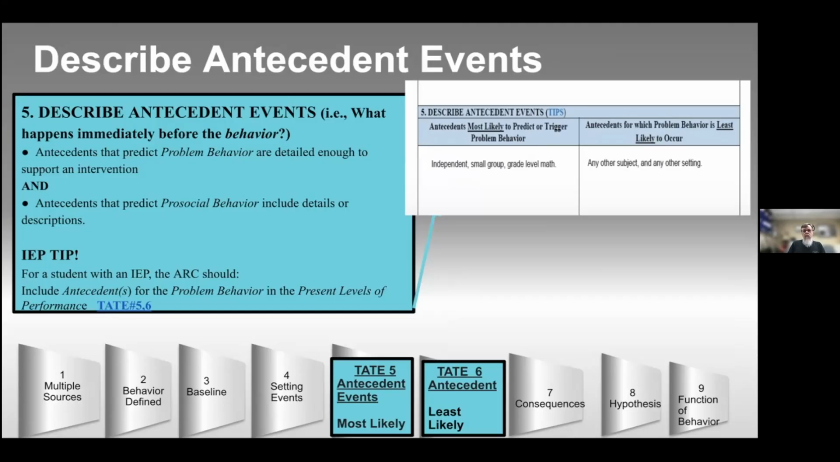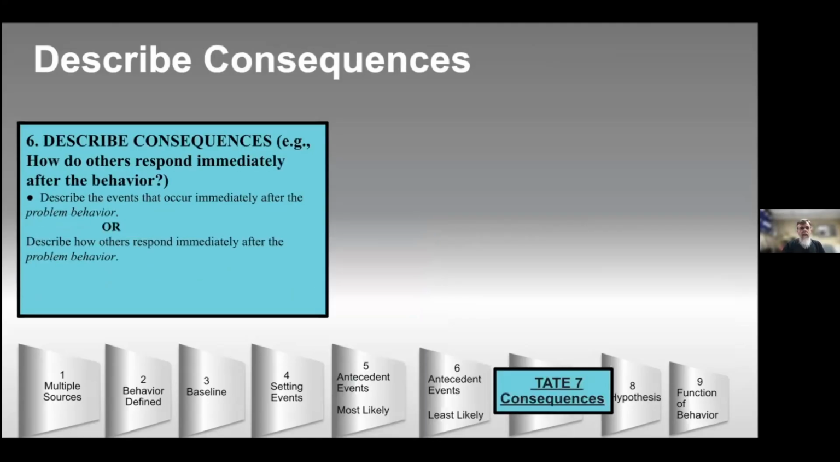The settings where it's least likely to occur are going to provide us with information on where that student can be more successful and have more appropriate interactions with staff and peers. So, what are some of those antecedent events? What are some things that may possibly predict or trigger that problem behavior? Antecedents, like I said, happen immediately before the behavior, and those are sometimes things that you can control. Then look at where it is most likely to occur and where it is least likely to occur. And then after you have your antecedents, then you have the behavior.